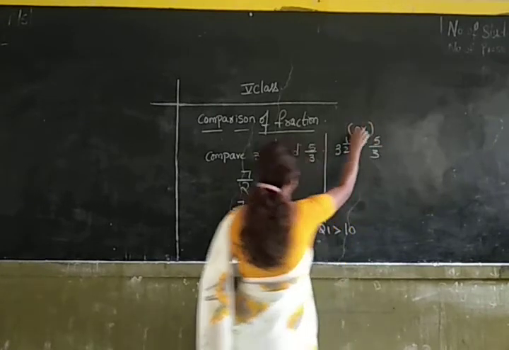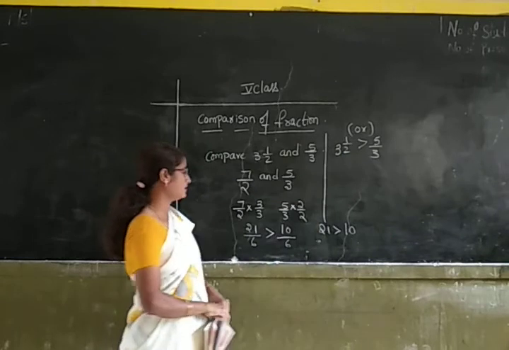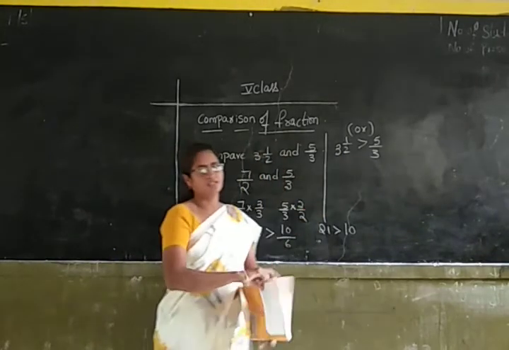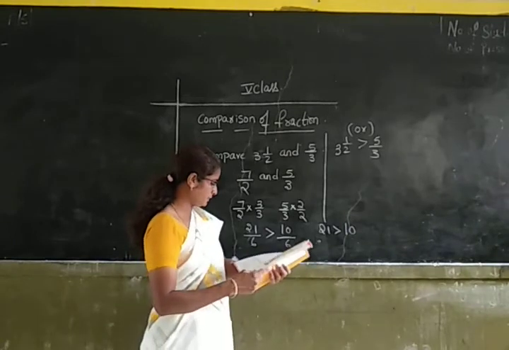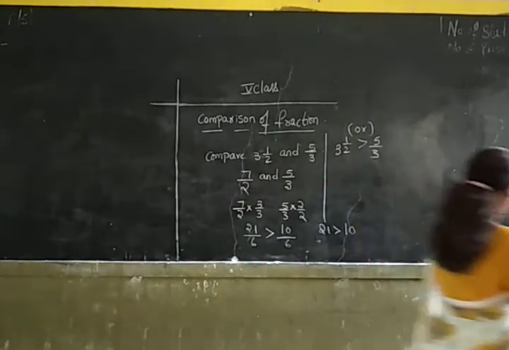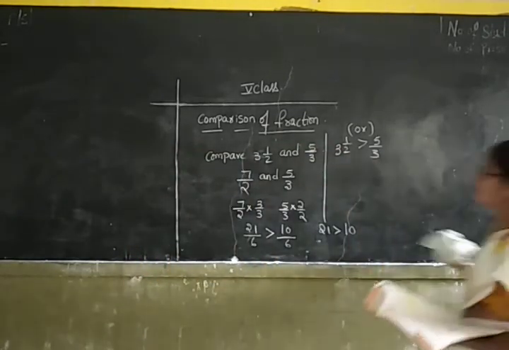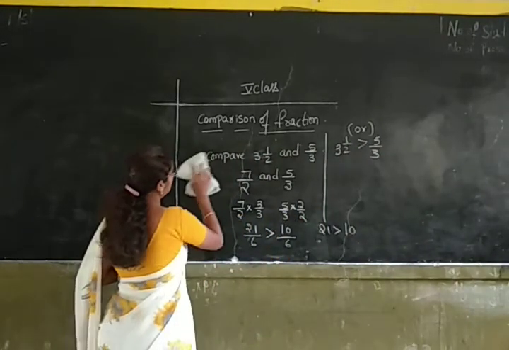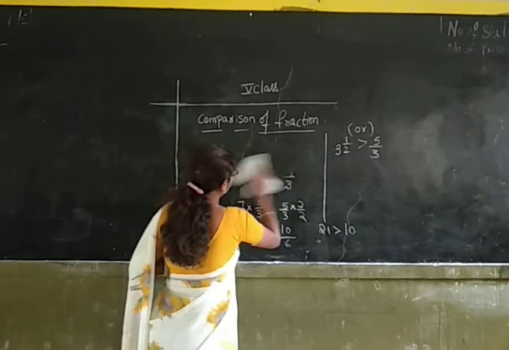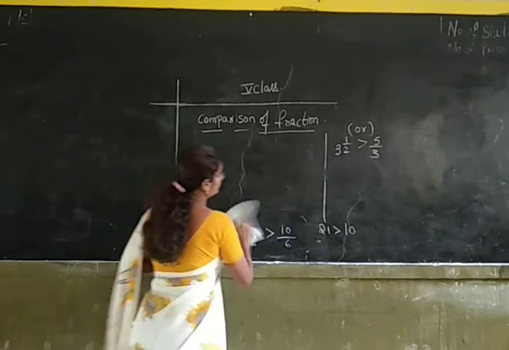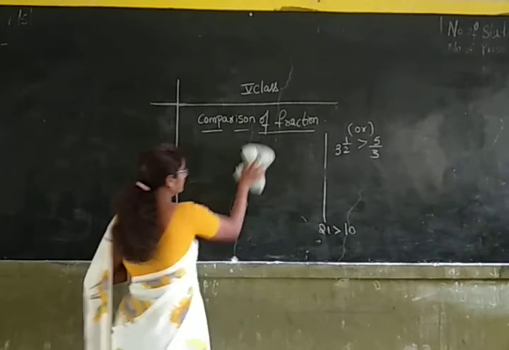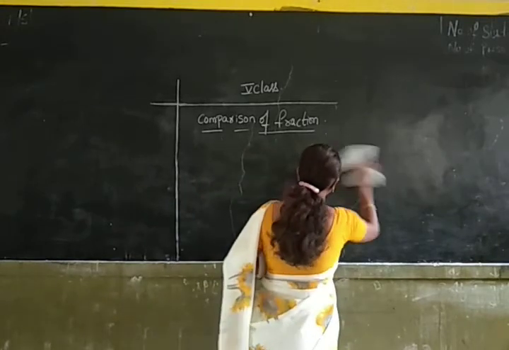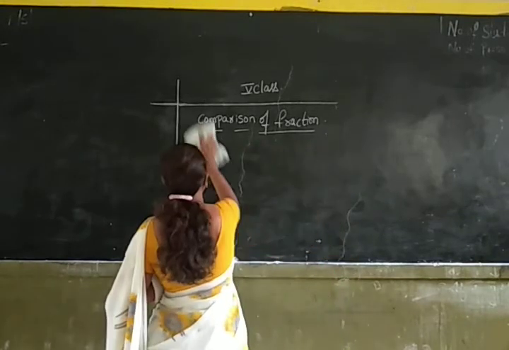You can say that 21 by 6 is greater than 10 by 6, or 3 1 by 2 is greater than 5 by 3. So this is the way of comparing mixed fractions. For comparing mixed fraction, first we have to change it into improper fraction, and then we have to make the denominators same. That means we have to change the fractions to like fractions, and then we have to compare the fractions.